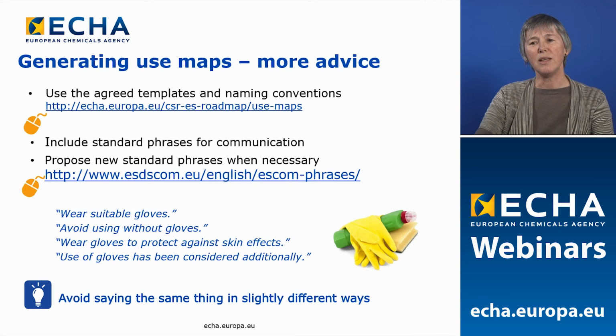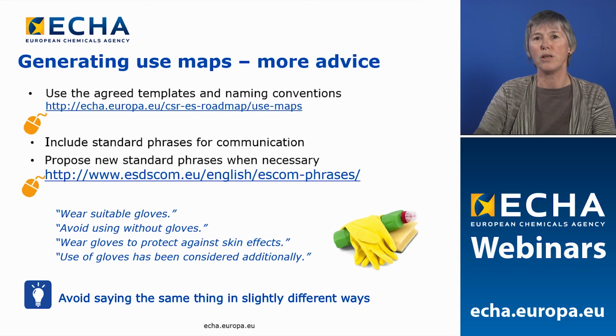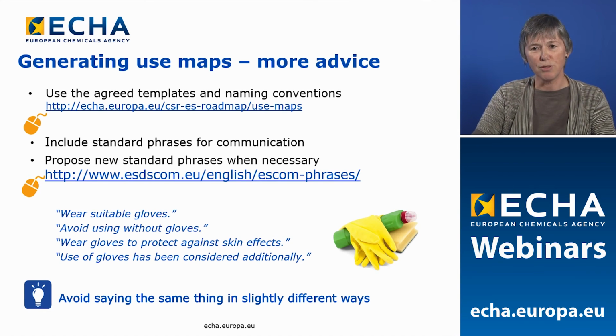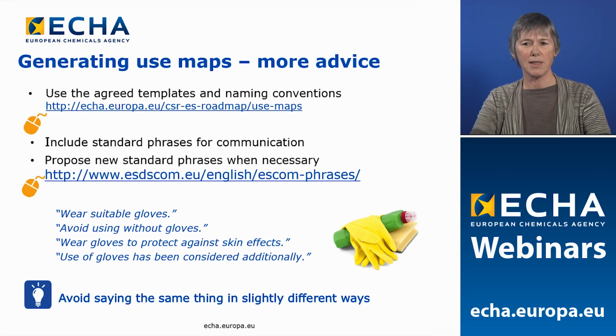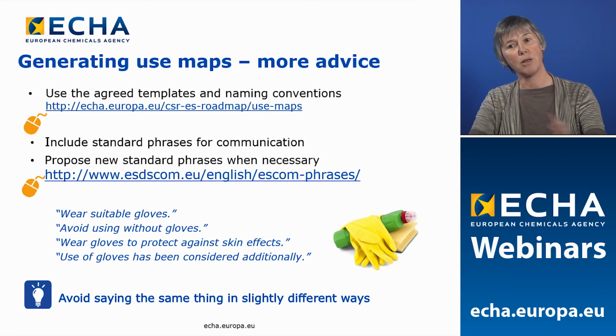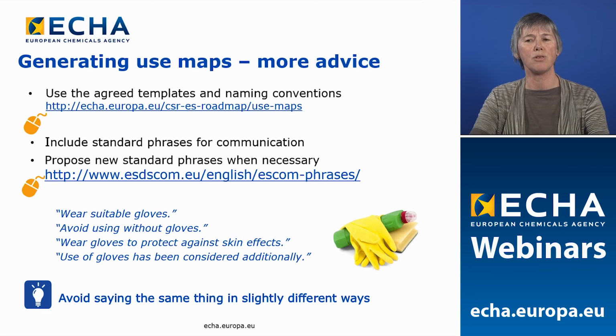But here's just an illustration of some phrases that you could use to say, wear suitable gloves. Here I've shown 4 different ways of saying it. Now, there's not a huge difference between those 4 different ways. So as much as possible, see if phrases that are there are suited to your use. Avoid saying the same thing in slightly different ways. It's much easier in terms of translation, in terms of the downstream user understanding what you need when they get it. It is generic, but it can also convey the necessary information most simply.